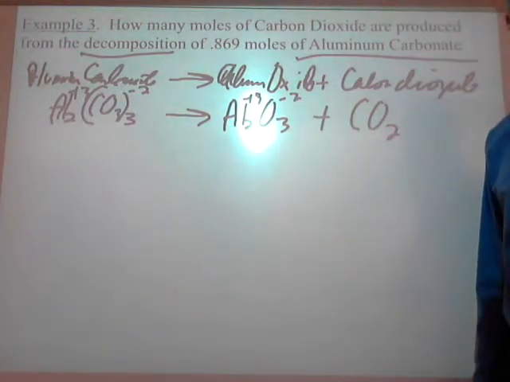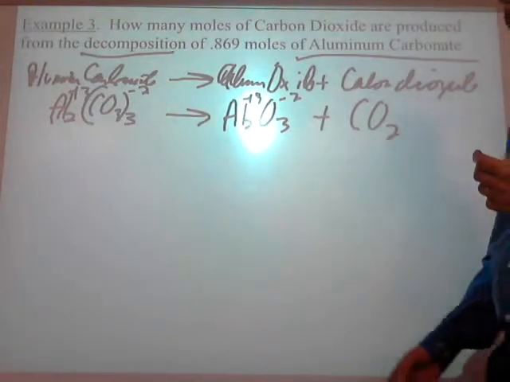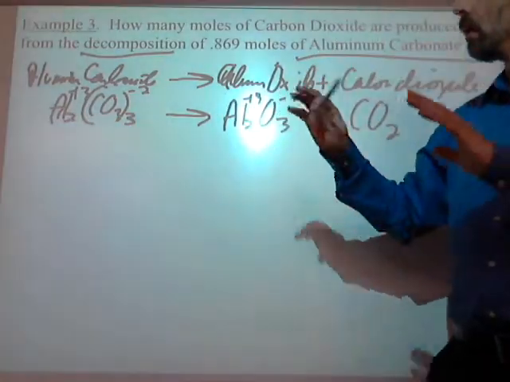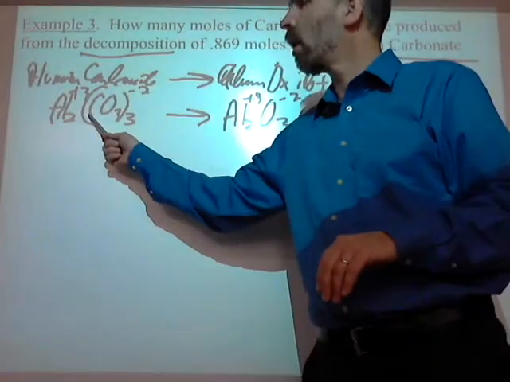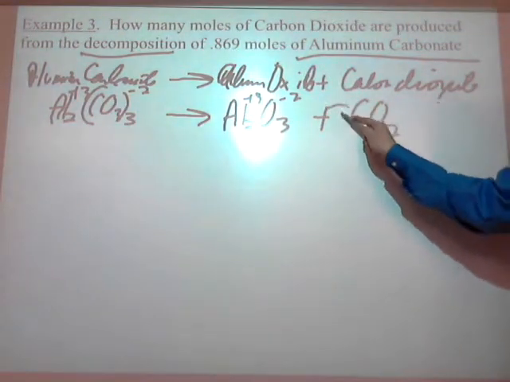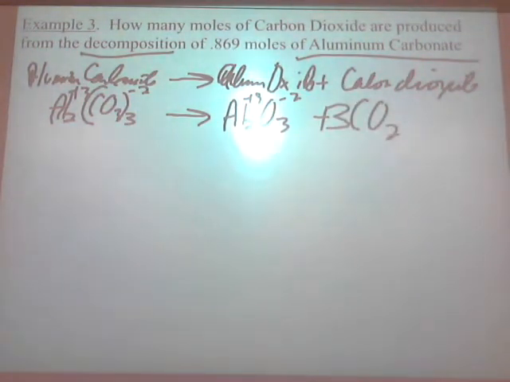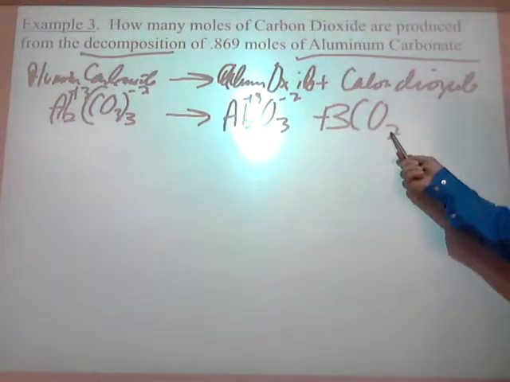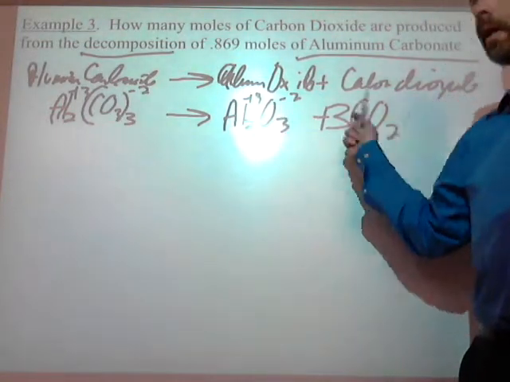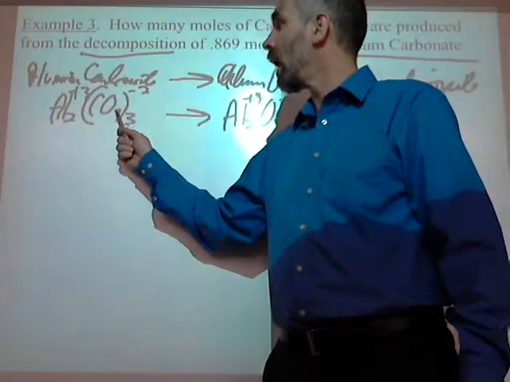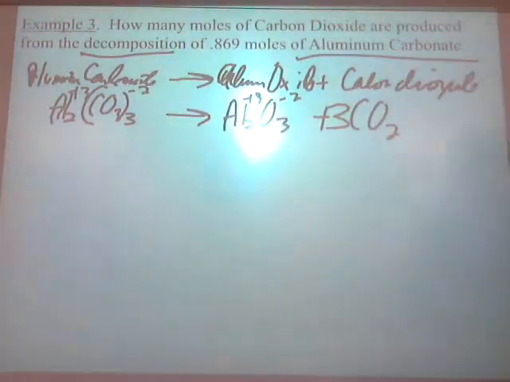Is this guy balanced? What do I need to balance him? I got 2 aluminums, I got 2 aluminums, he's okay. I got 3 carbons. Uh-oh. We'll put a 3 there. Are we okay now? Yes, we are, because 3 times 2 is 6 oxygens, and 3 more is 9. 3 times 3 is 9. I have 9 on both sides. I have now completed the first step.